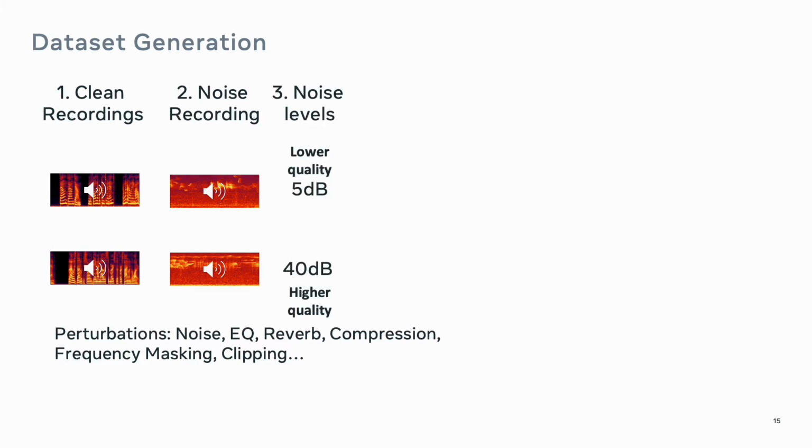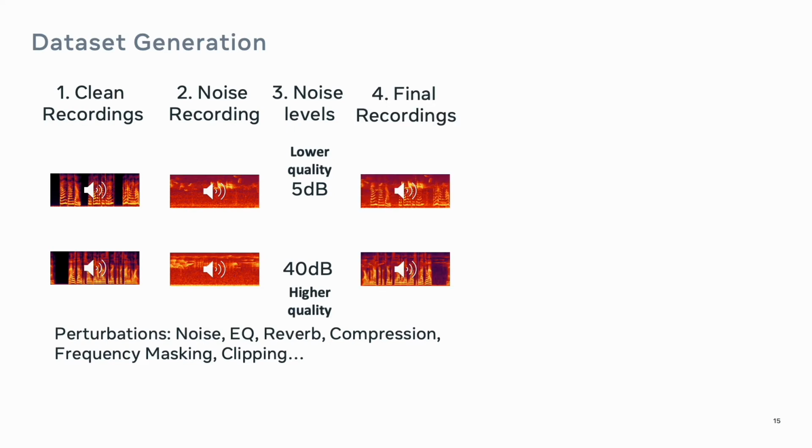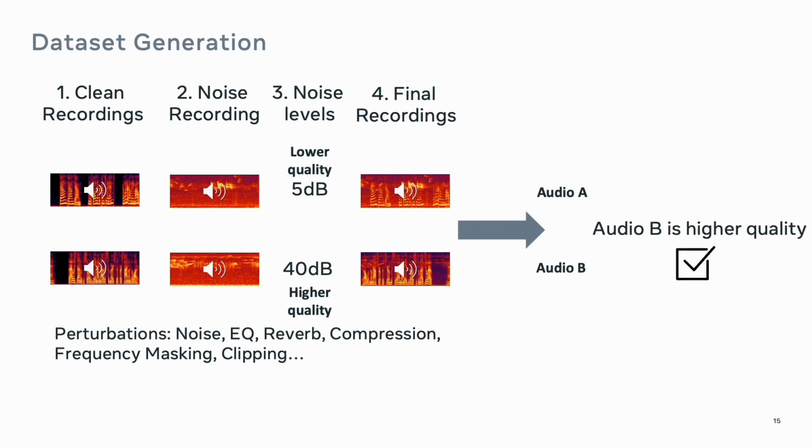And then we select any 2 levels of noise and add it to the clean recordings to synthesize these final recordings, which we call audio A and audio B. Also note that while creating these recordings, we have these noise levels, and so we have the actual label of which audio is of higher quality. And in this case, audio B, since it has a higher SNR, is of higher quality.